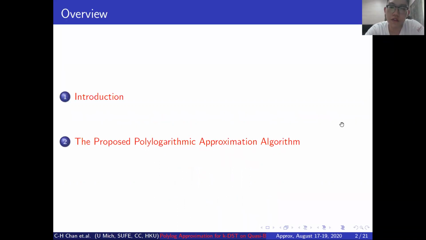So here's the overview. In the first part, I will give some introduction of our problem and some previous results for the related model. And in the second part, I will introduce the high-level idea of our proposed algorithm and some details.